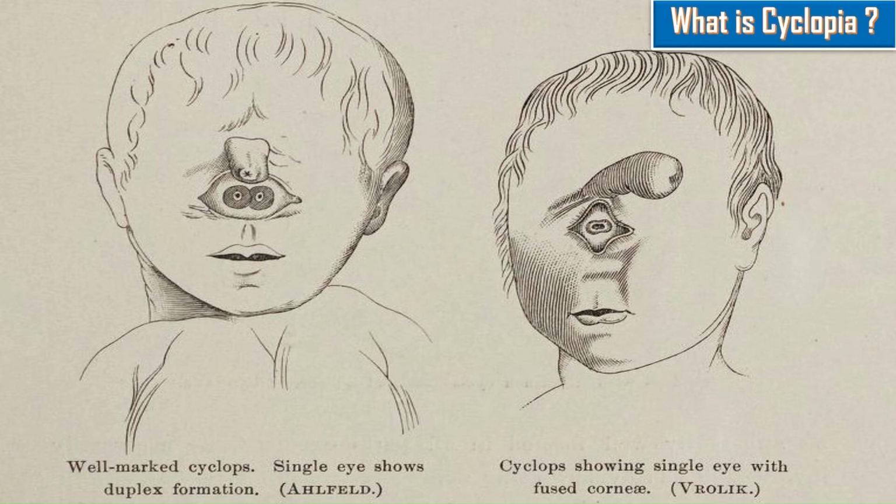Cyclopia is a rare form of holoprosencephaly and is a congenital disorder characterized by the failure of the embryonic prosencephalon to properly divide the orbits of the eye into two cavities. It is the severest facial expression of holoprosencephaly syndrome.